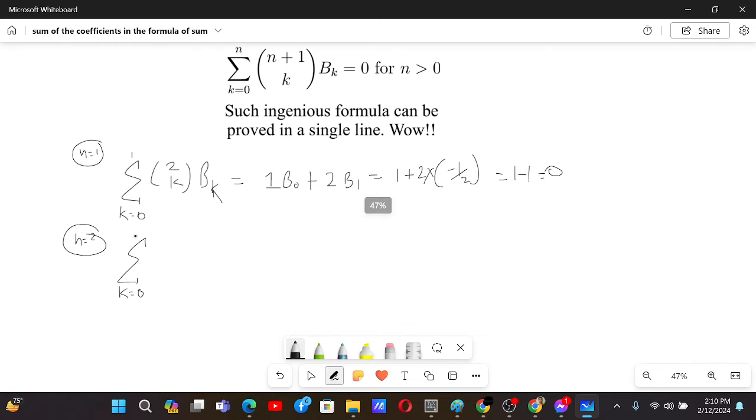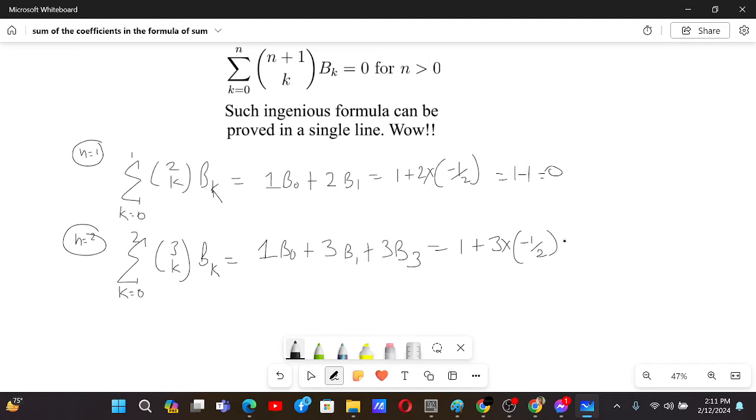When n is 2, this sum is the sum from k equals 0 to 2 of (3 choose k) b_k. At k equals 0, this is 3 choose 0, which is 1, times b_0. At k equals 1, 3 choose 1 is 3, times b_1. Plus at k equals 2, this is 3 choose 2, which is 3, times b_2. Now, b_0 is 1, b_1 is minus 1 by 2, b_2 is 1 by 6. So this is 1 minus 3 by 2 plus 1 by 2, that's 0. Okay, this holds for n equals 3 as well.